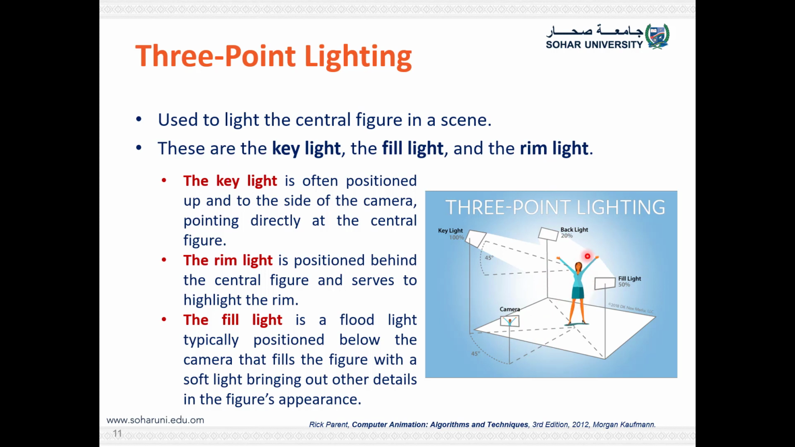So the idea, this is the figure, we want to light or illuminate the central figure. So what's the purpose of the 3 lights? Now, we need to understand for each light 2 things, the position of the light and the purpose of the light. Now, for the key light, it's positioned up, as you can find it here, up and to the side of the camera. So here we can find to the side of the camera.